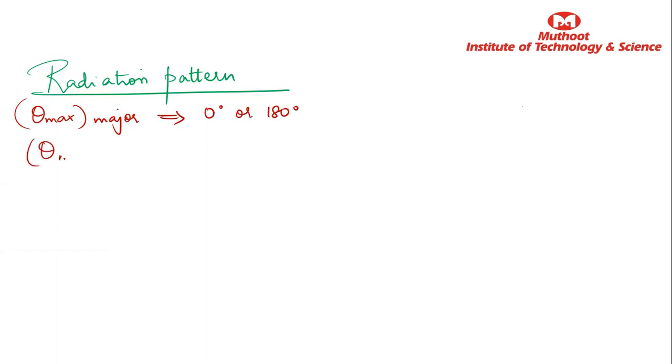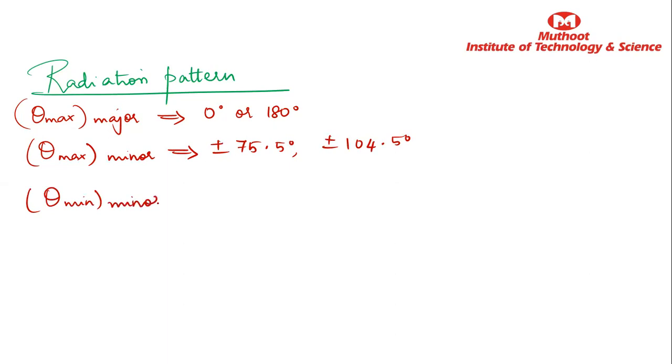Then we have the direction of the maximum of the minor lobe, which we are getting as plus or minus 75.5 degree or plus or minus 104.5 degree. Then theta minimum of the minor lobe, which we are getting in the direction of plus minus 60 degree, plus minus 90 degree, or plus minus 120 degree. So we are getting it in different directions, and now we are going to draw the radiation pattern. So you can think about how the radiation pattern is going to come now.